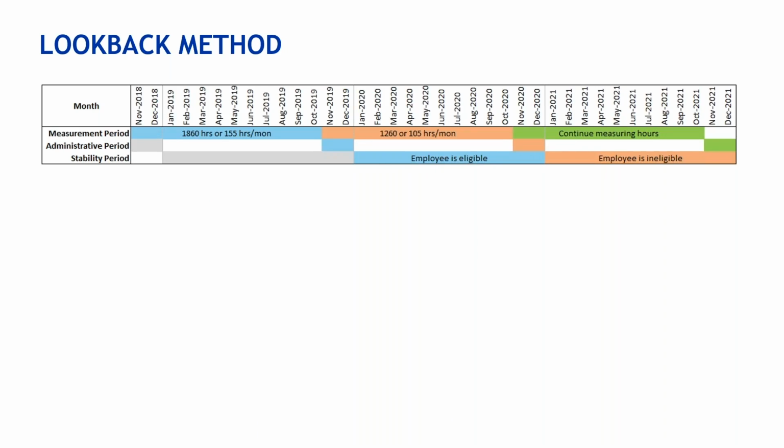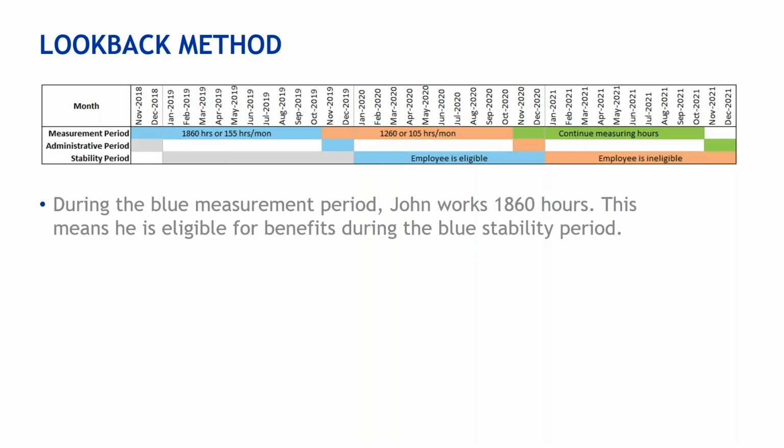So now let's look at John's hours and how they correspond on this chart. We're going to start during the blue measurement period, where John works 1,860 hours. This means he is eligible for benefits during the corresponding blue stability period because the number of hours he worked is more than the 130 hours required per month. As you can see, the 1,860 hours is about 155 hours per month.